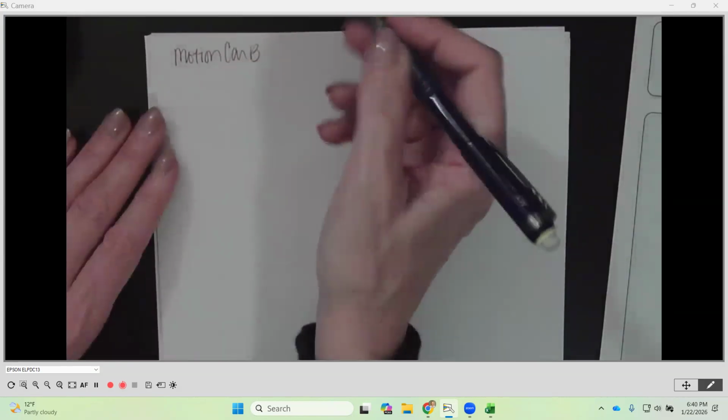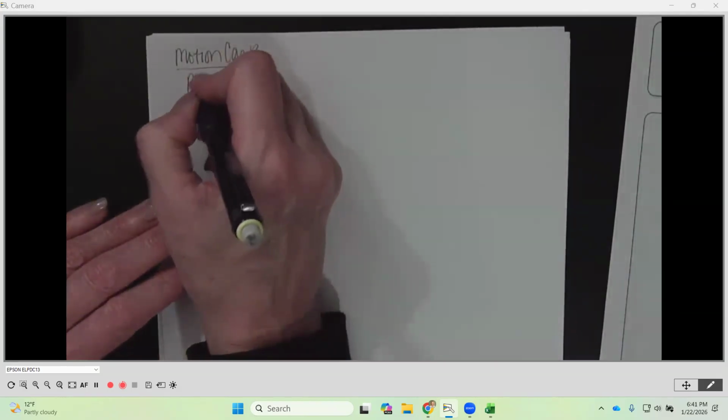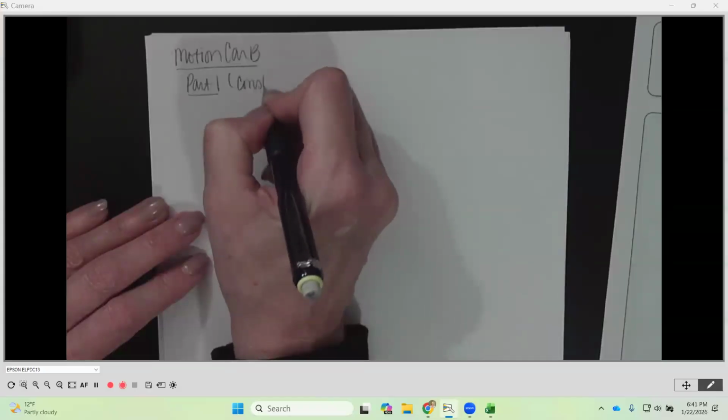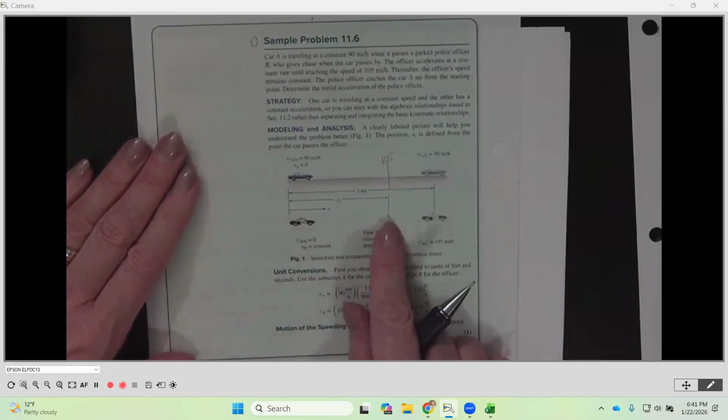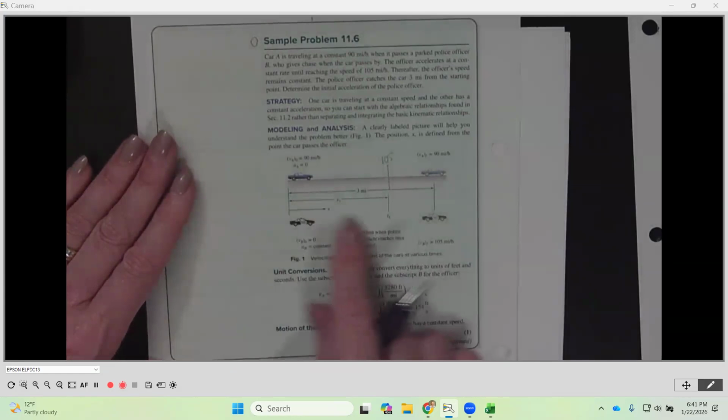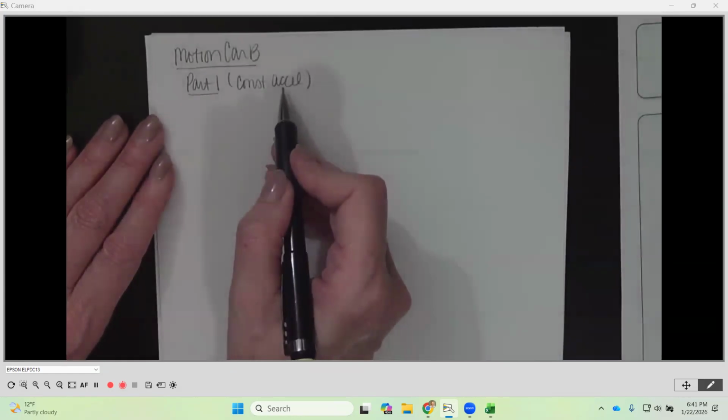And car B is the police car, okay? Now, the police car has 2 parts, as I said earlier. So part 1, we're going to look at first. This is the constant acceleration phase. The constant acceleration phase for our police car is from when it starts from rest until it gets to that 105 miles per hour. So this section right here, this is part 1. Part 1 is constant acceleration.